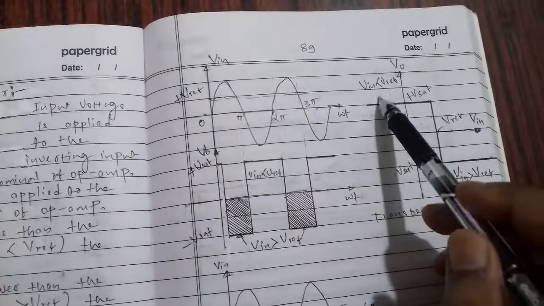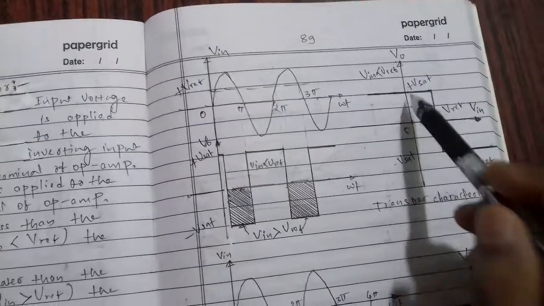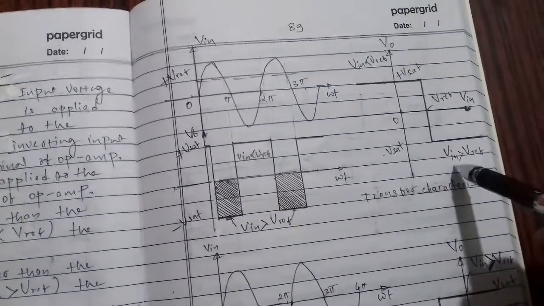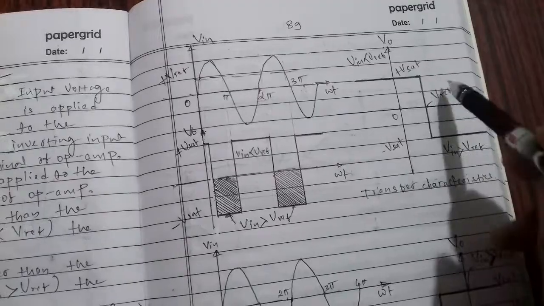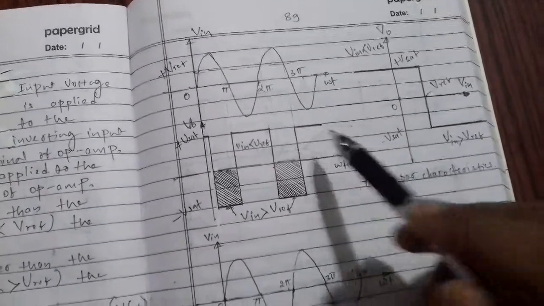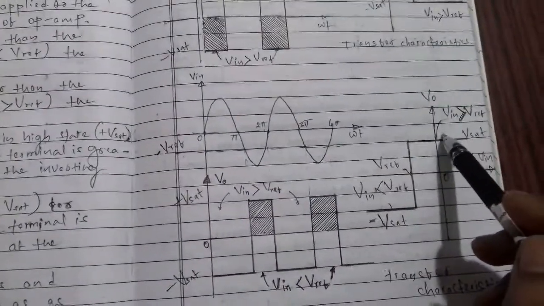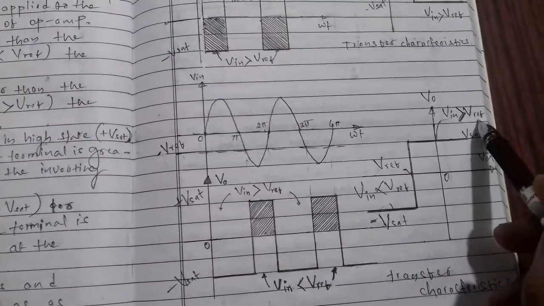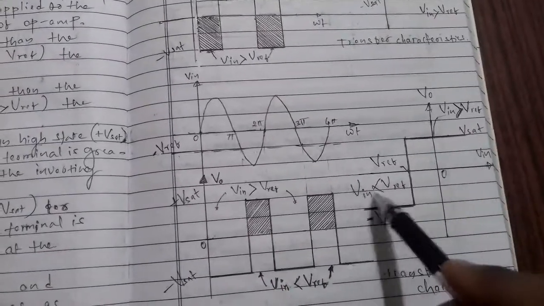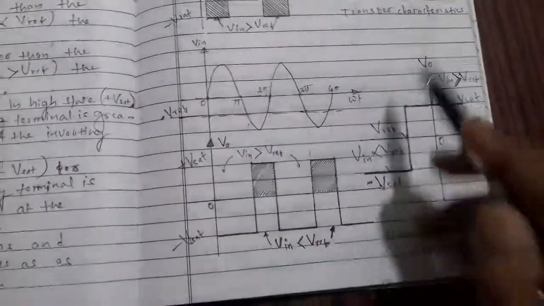For the input voltage less than the reference voltage, the output is at plus V saturation. For the input voltage greater than the reference, the output is at minus V saturation. Input voltage greater than the reference voltage, the output is plus V saturation. Input less than the reference voltage, output is minus V saturation.